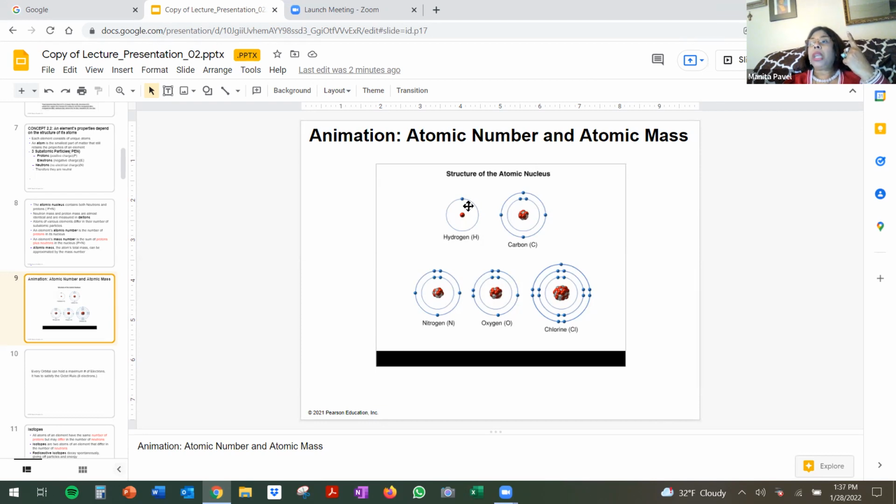P is equal to E. So I will draw 1 orbital. Let's look at carbon. Let's count 1, 2, 3, 4, 5, 6. What does the 6 indicate? That the atomic number of carbon is 6. So now, how are we going to place the electrons?